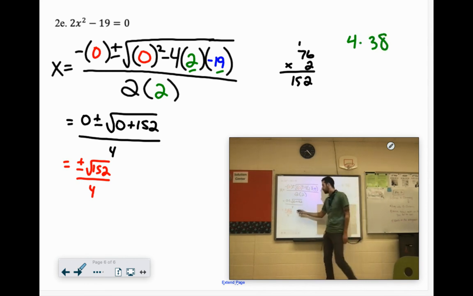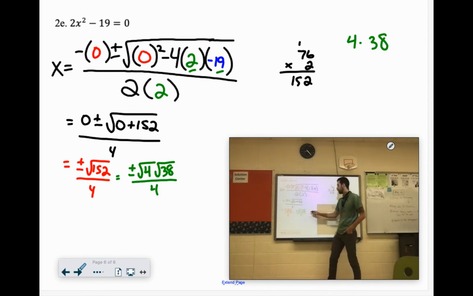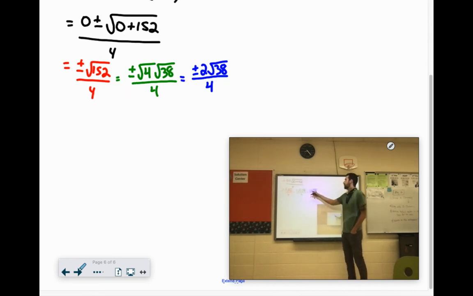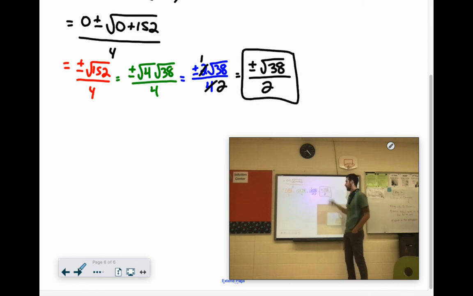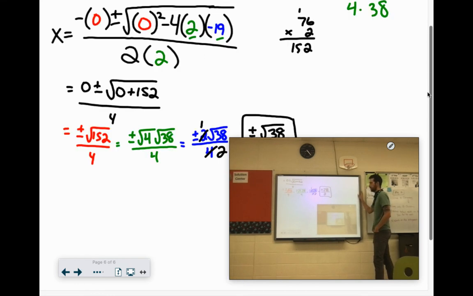So if we were to break this up with radicals, 4 times 38, square root of 4 is 2, so we have plus or minus 2 root 38 over 4. And then we can simplify the 2 over 4. 2 goes into 2 one time, 2 goes into 4 two times. So we have plus or minus root 38 over 2. This would be our final answers. There's two answers there. Positive root 38 over 2 and negative root 38 over 2.